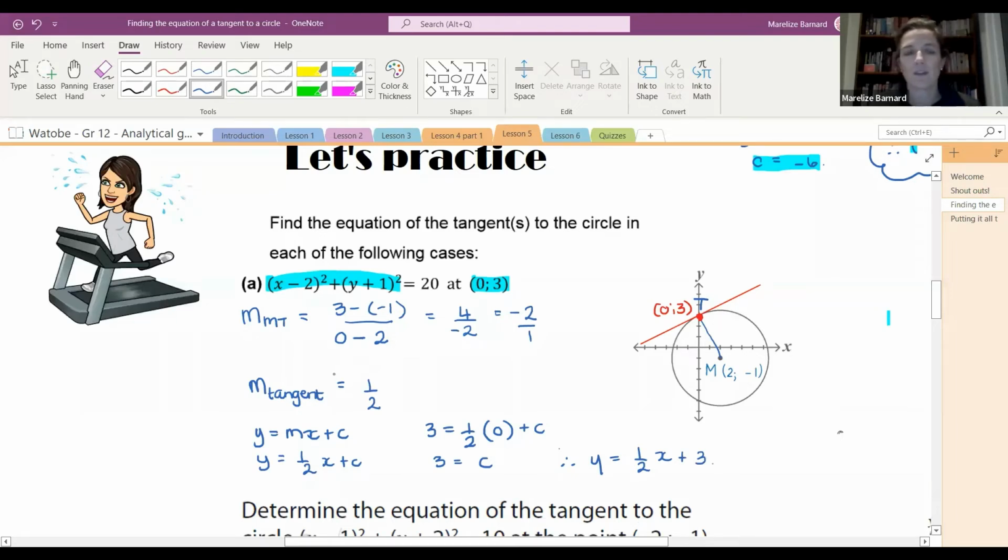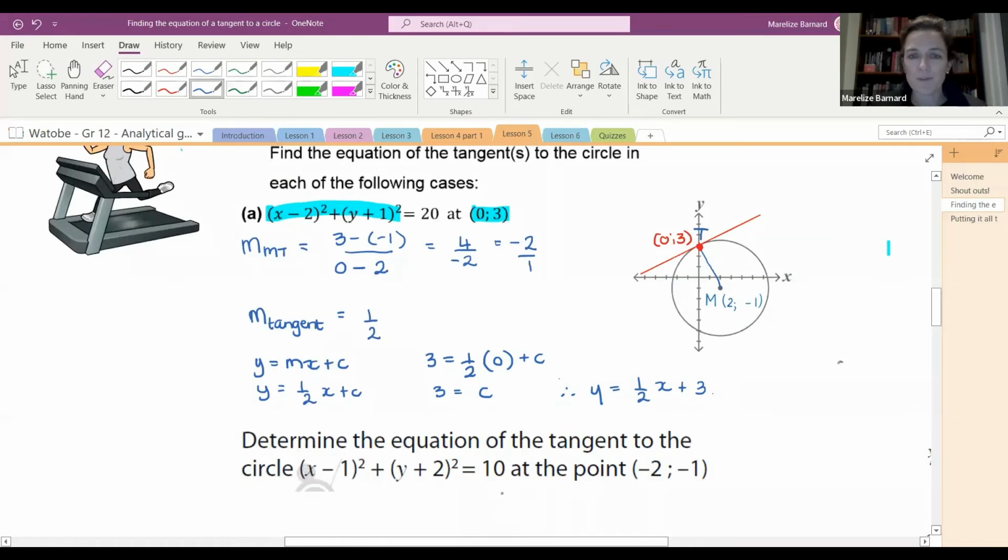Okay, so steps again. Gradient of the radius, gradient of the tangent, equation of the tangent. Sub in the point where the tangent touches the circle. Okay, right.